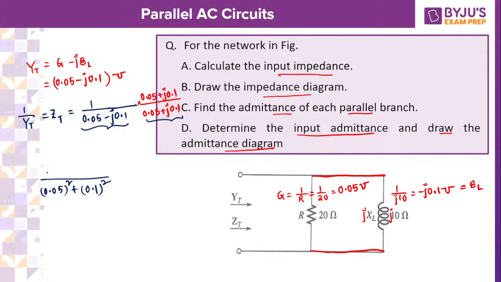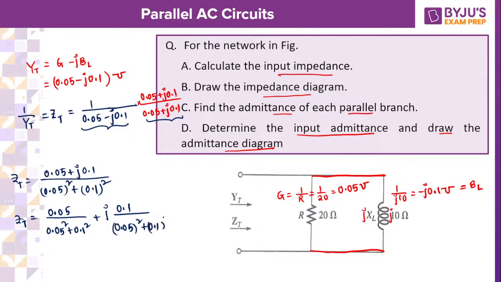Now in the numerator we have got 0.05 plus j 0.1, so you can separate this one now. ZT is equal to 0.05 divided by this total magnitude, of course 0.05 square plus 0.1 square, plus j 0.1 divided by 0.05 square plus 0.1 square. So this is the total impedance you are going to get.